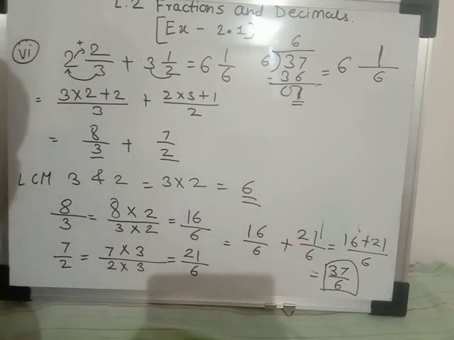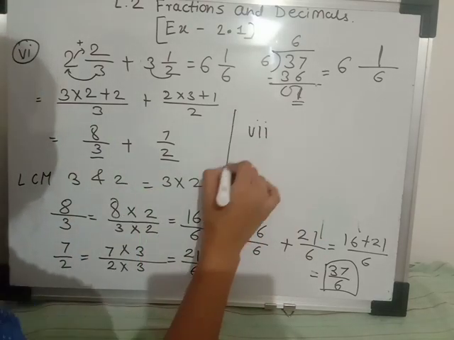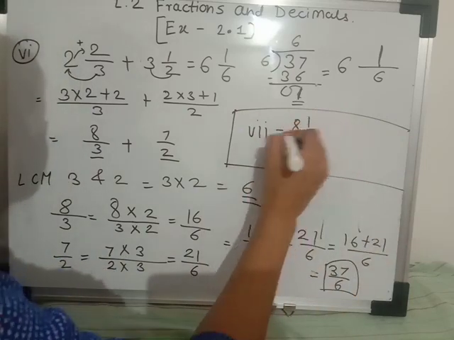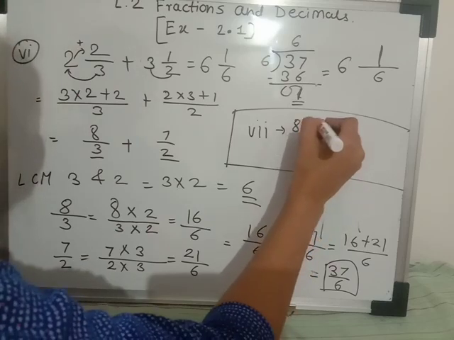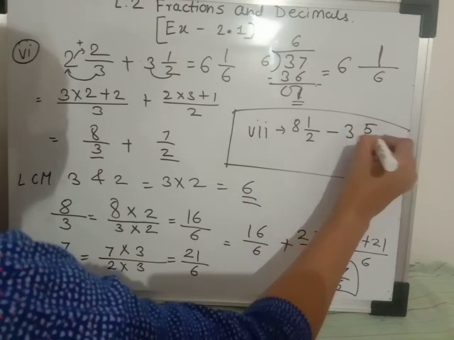Okay, maybe some students don't have a book of maths, so here I will write: 8 1 upon 2 minus 3 5 upon 8.